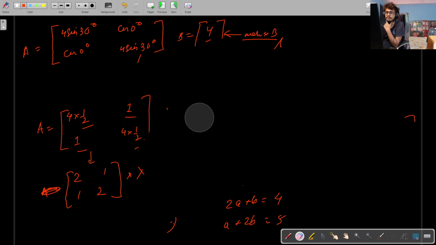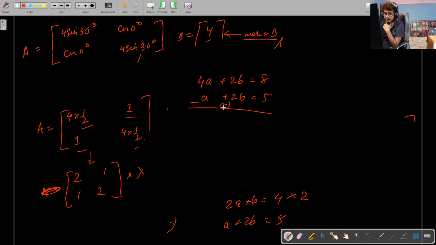It's very simple now. Multiply the first equation with 2. So we get 4A plus 2B equal to 8. And we have A plus 2B equal to 5. Now subtract the two equations. So 4A minus A is 3A, 2B minus 2B is 0, equal to 8 minus 5 is 3. So A equal to 3 by 3, that is equal to 1.